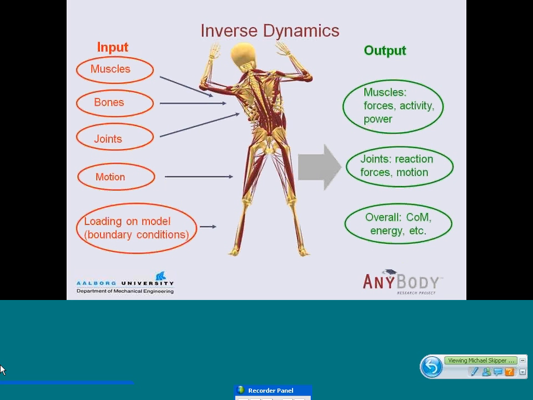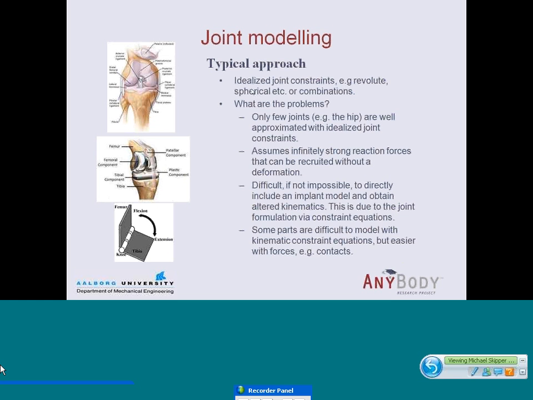To go to one specific thing, and that is joint modeling, a typical approach in these inverse dynamic analysis models is to use idealized joint constraints. So for instance, a Revolute joint, a spherical joint, or any conceivable combinations of what you call holonomic constraints. And that's, for instance, in the models that you will find around in the literature on musculoskeletal models. That could be, for instance, a hinge for the knee, or a spherical joint for the hip, and in principle, a universal joint for the ankle, and so on.